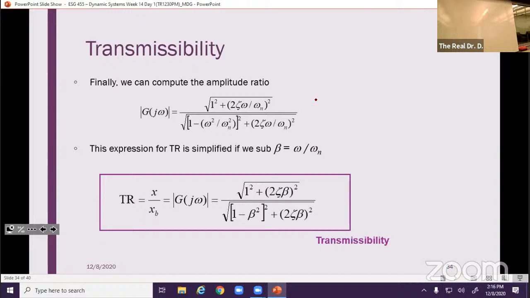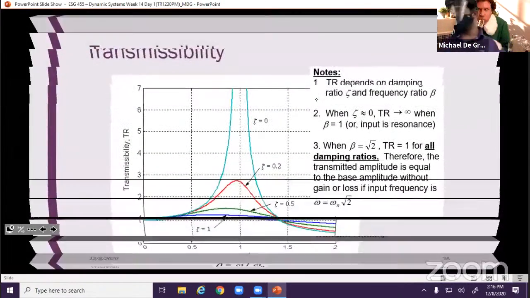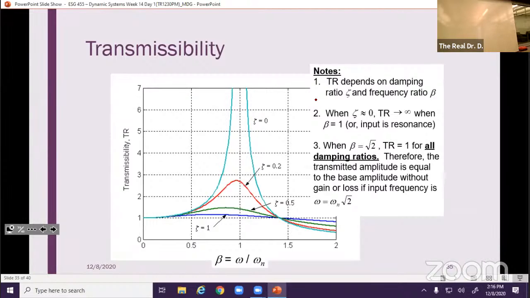Because what is transmissibility? Well, it's a measurement of essentially how we're scaling our input amplitude, right? It's essentially what it is. So let's plot it. So right here on the y-axis, I've got transmissibility. And on the x-axis, I've got beta. And each one of these lines represents a different zeta, right?